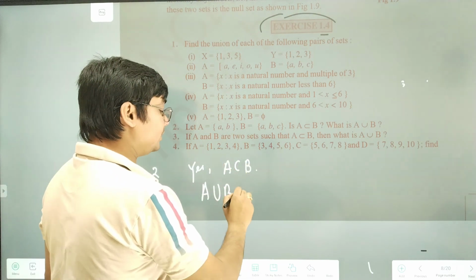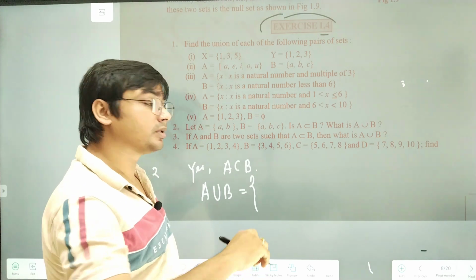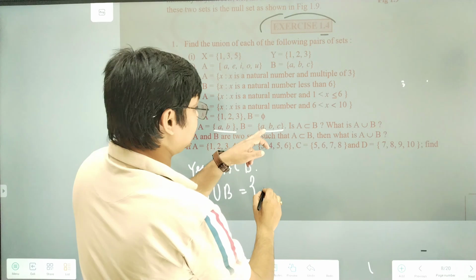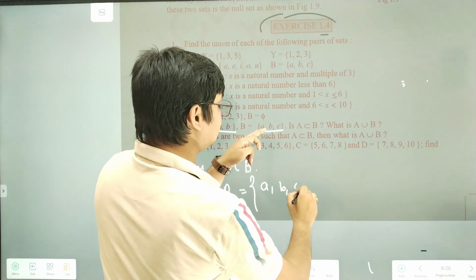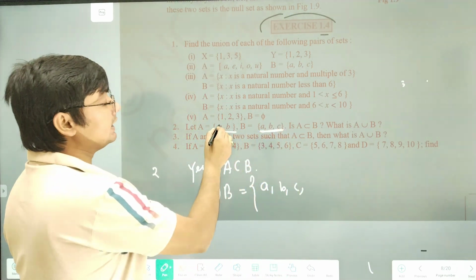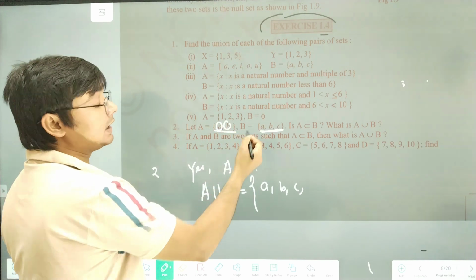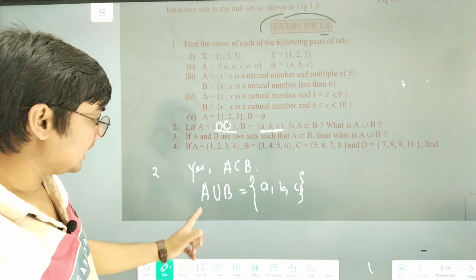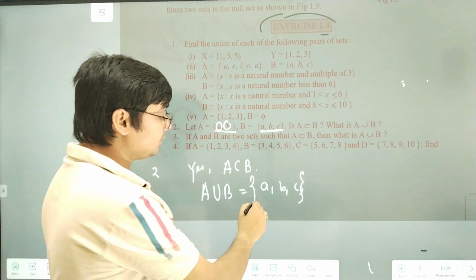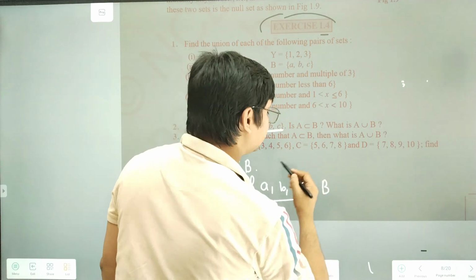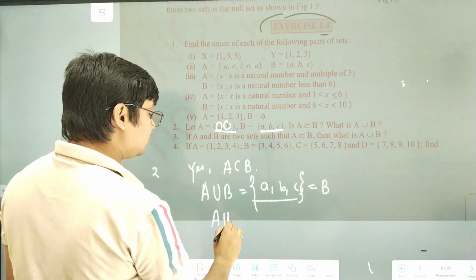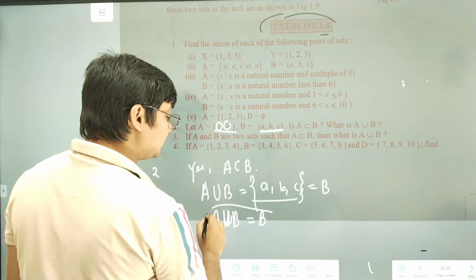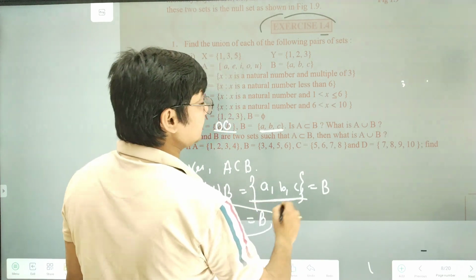A union B will be a set which consists of all those elements: A, B, C. So you collect all those elements here, A, B, C. And here you see A and B are common, so we can ignore them. So this is nothing but A union B. And what is this set here? You see, this is nothing but B. That means A union B is nothing but B, because this set is our B set.